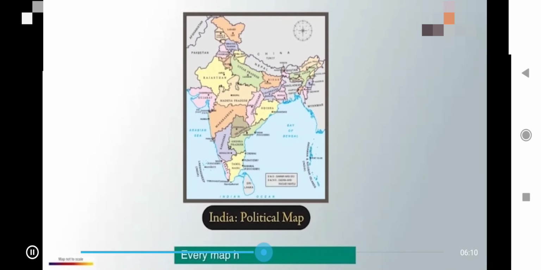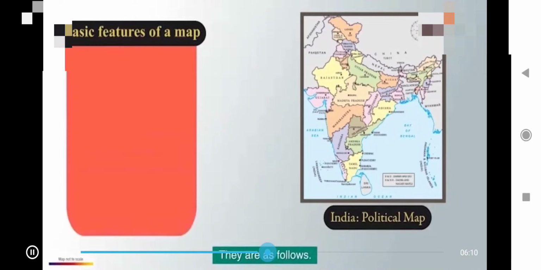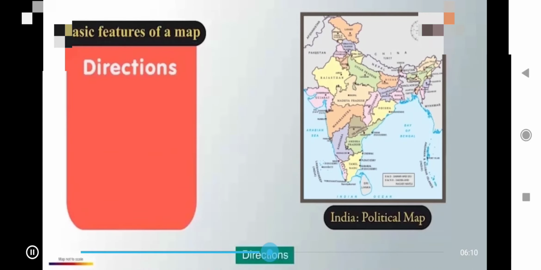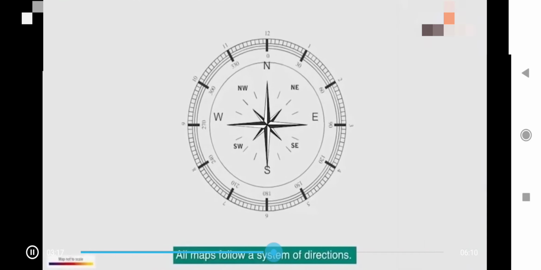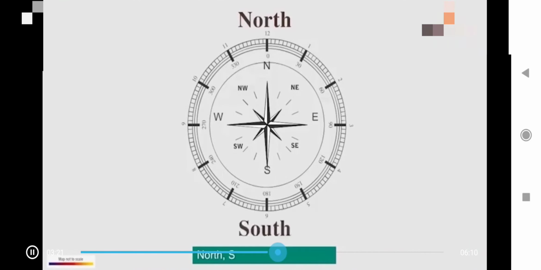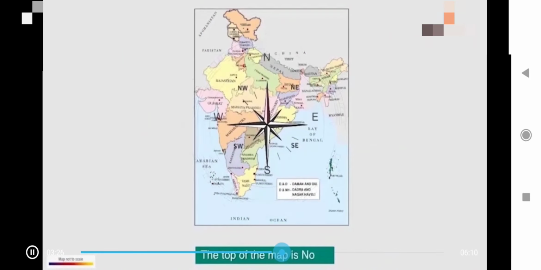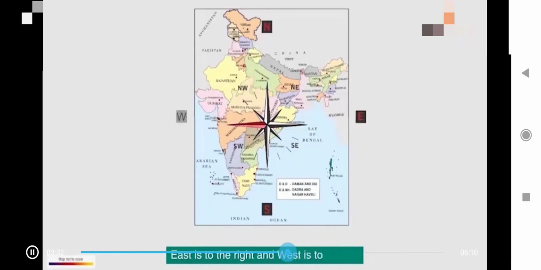Every map has some basic features. They are as follows. Directions. All maps follow a system of directions. The four major directions are north, south, east, and west. The top of the map is north, the bottom of the map is south, east is to the right, and west is to the left.